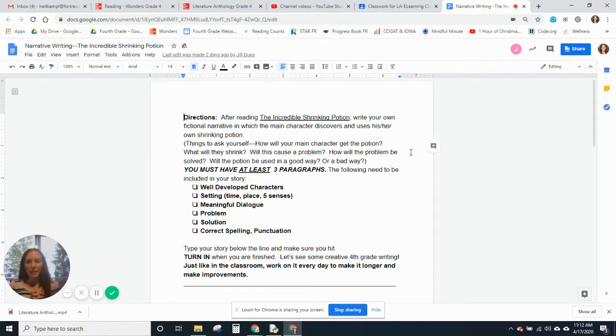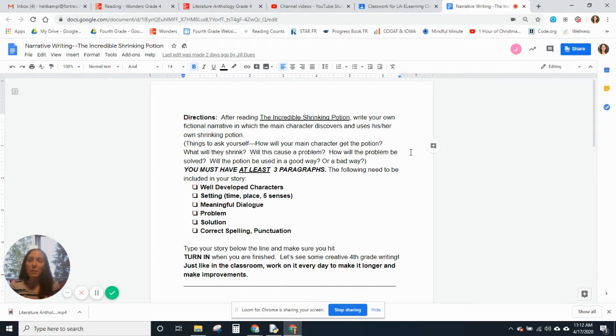Okay, so I want you to think about how are they going to discover that potion, or how are they going to make it? How will your character get that shrinking potion? And then what will they shrink? Do they shrink themselves? Do they shrink somebody else? Or do they shrink an object, a thing? Maybe it's not a person that shrinks. Maybe it's just a thing that shrinks.